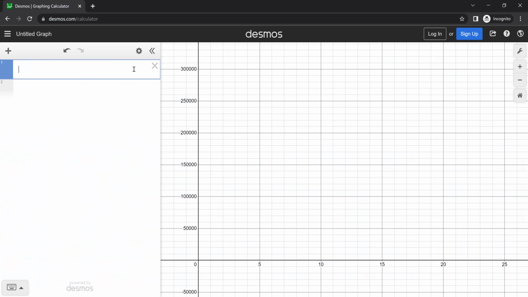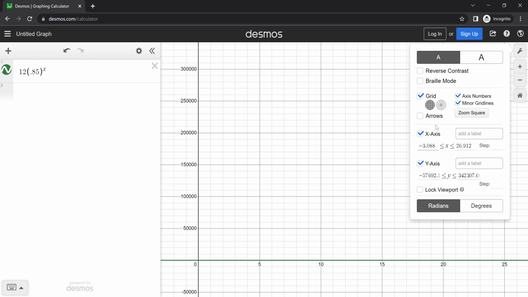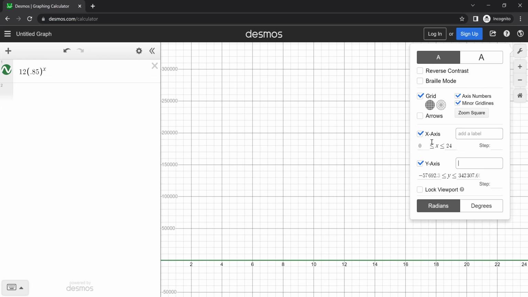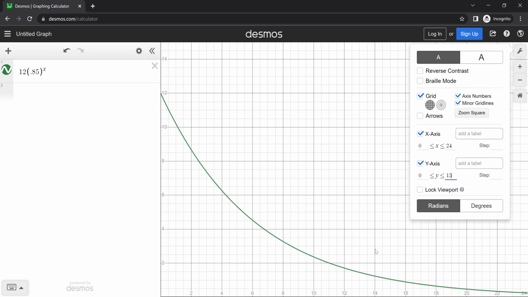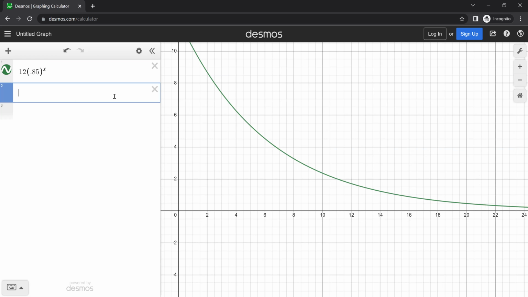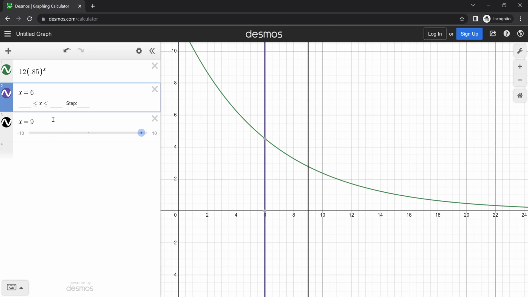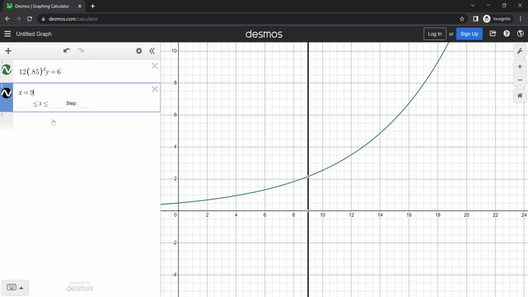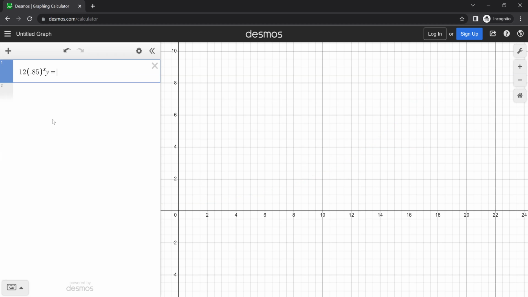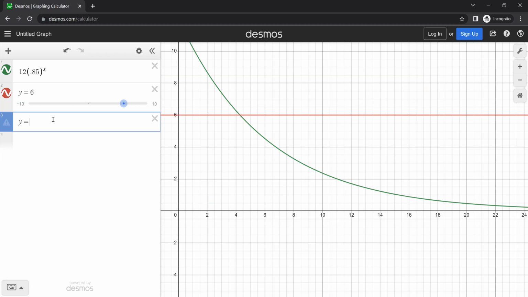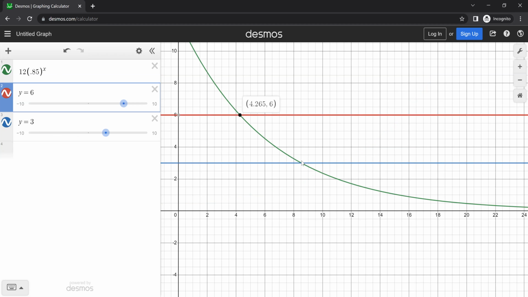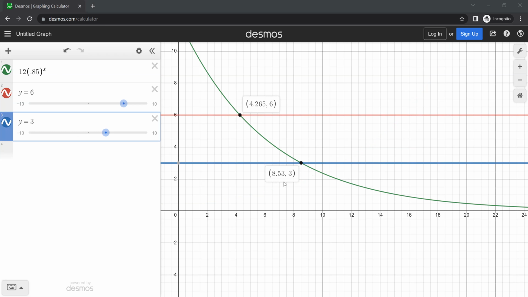Okay, so 12 times 0.85 to the power of X. My graph is way off here. Let's go 0 to 24 hours and then 0 to 15. Okay, so here's what we're looking at. It said from 6 to 3. Y equals 6, y equals 3. Okay, so these are the two intersection points, and you just want to subtract the x values there. So I'll snip that in, and that will do it for us for today.